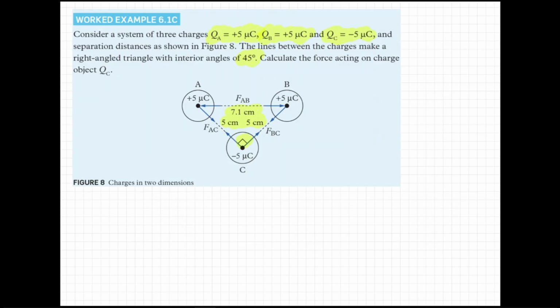We want to calculate the force acting on charge object C. So what are we trying to find? What's our unknown that we want to find? Force acting on C. So force F on C is going to equal the force on C due to B plus the force on C due to A. Yeah? And they're all vector quantities. You can chuck your hats on now because we are definitely going to be using vector notation and stuff.